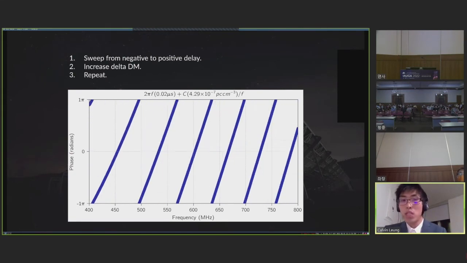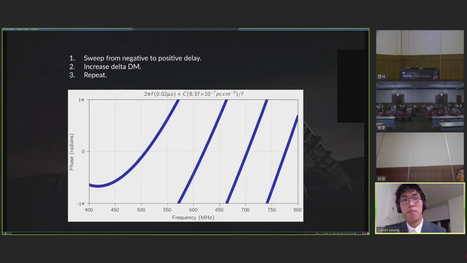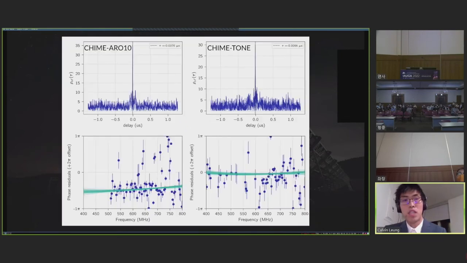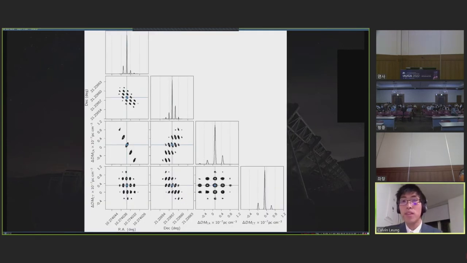We can repeat this for 2 baselines. After this animation finishes, I'll flash to our real data. This is what we've got. We've detected the FRB with a signal to noise of about 30 on both of these baselines, and our phases are shown below. Best fit is shown in green, and here is the fit corresponding to that best fit line. Our MCMC is 4-dimensional.